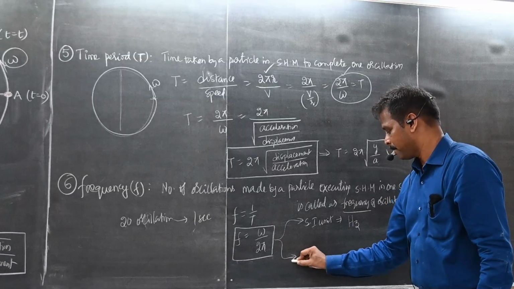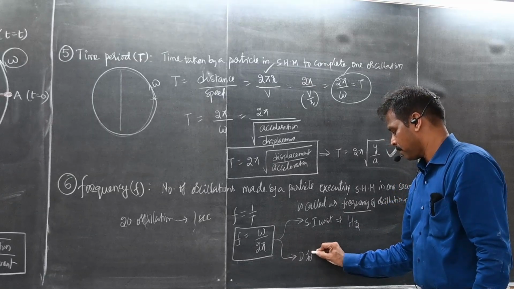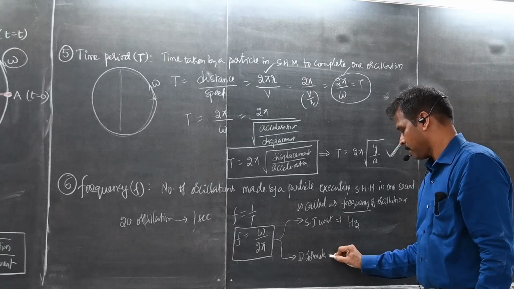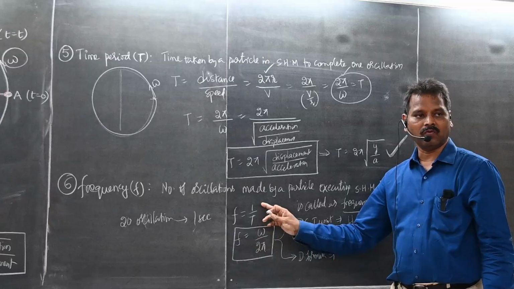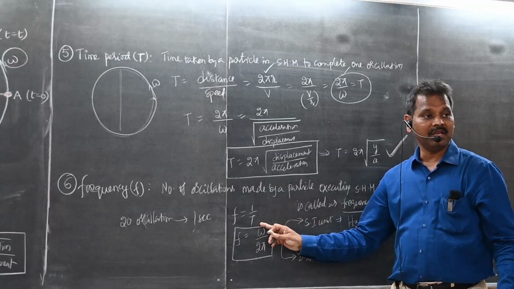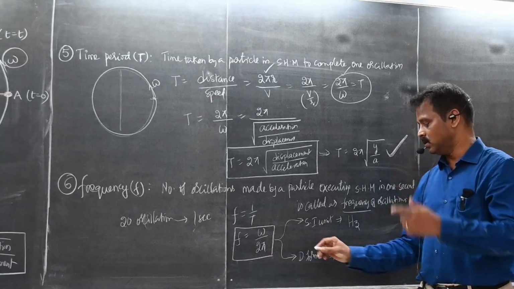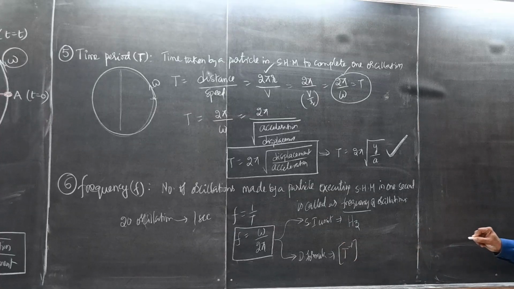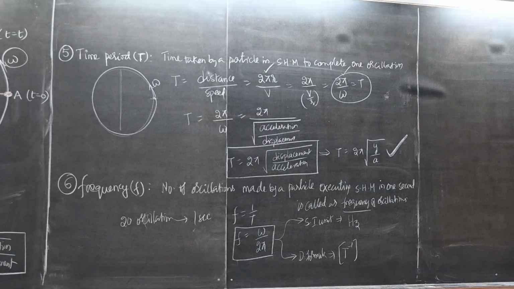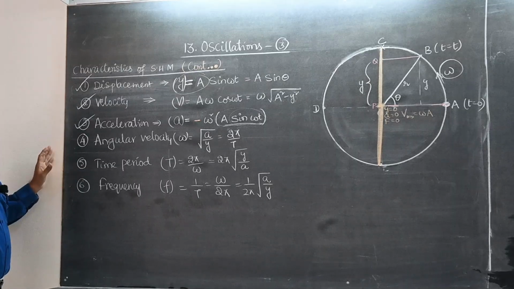Dimension formula: one by T. One has no dimension, and T is time, so the dimension is T to the power minus 1. The first six are completed.